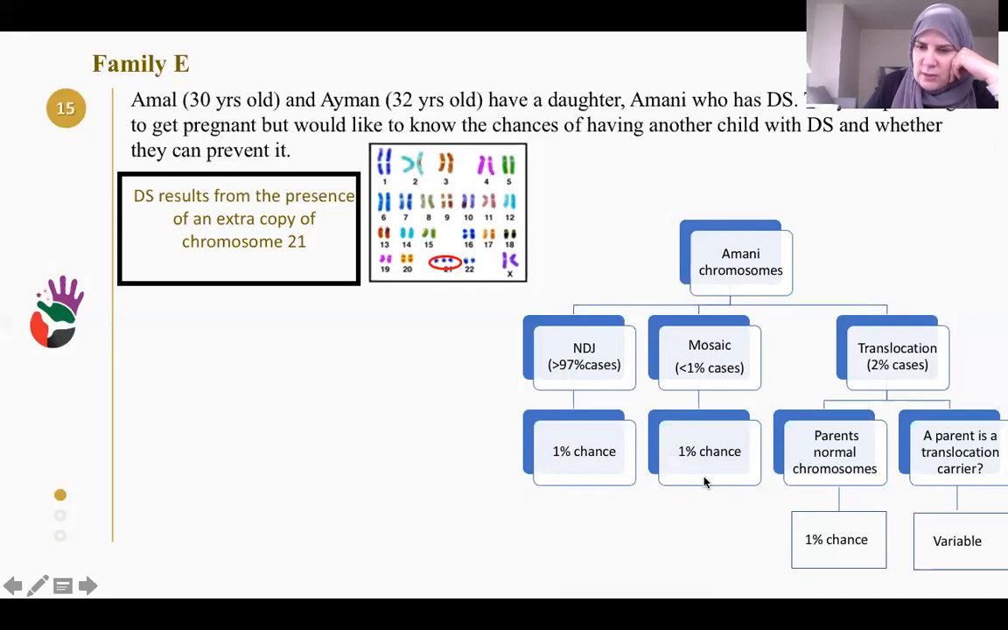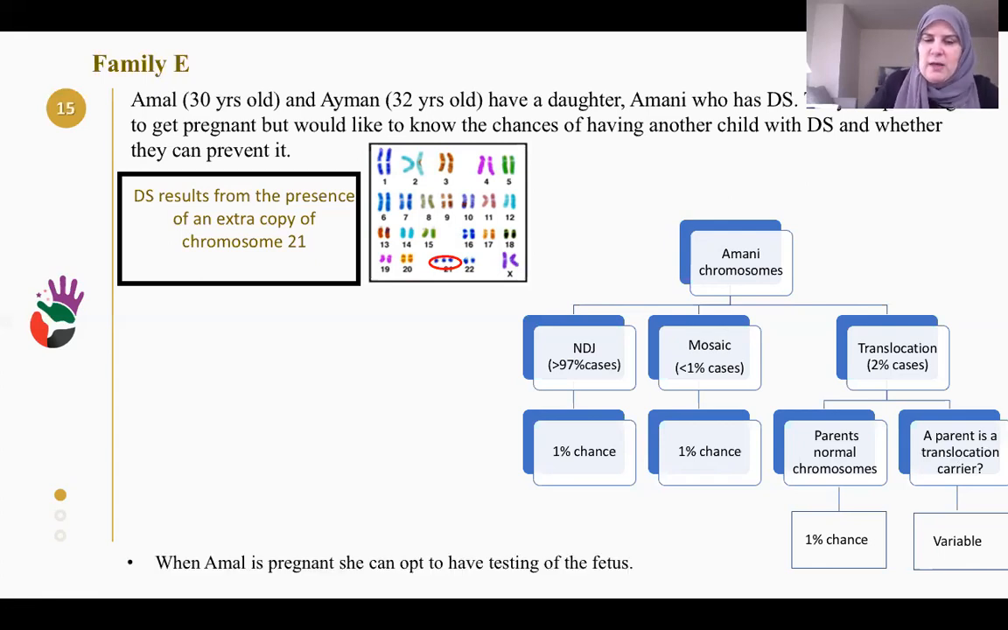It's less than 1%. Now, if she has the translocation, which is only 2% of all the cases that we see, then we'll check the parents' chromosomes. More times than not, the parents' chromosomes will be normal, and again, they'll have a very small chance of having another affected child. If, however, one of the parents carries the translocation, and we see it on the chromosome analysis, then there might be an increased risk. That risk depends on which parent is carrying the translocation and which chromosome it is on.